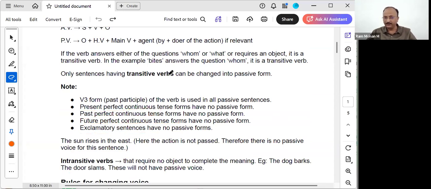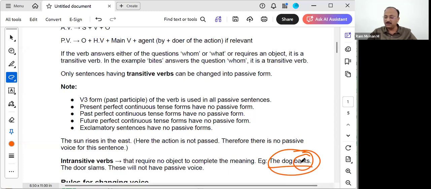transitive verbs we have seen above. The one which answers questions like whom or what, or requires an object to answer that question, is called a transitive verb. An intransitive verb requires no object to complete the meaning. If we say the dog barks, it doesn't require an object like 'on the thief'. Even if it is there, the sentence is complete. Whether it's there or not, the sentence is complete. That means the verb doesn't require an object to complete the sentence.